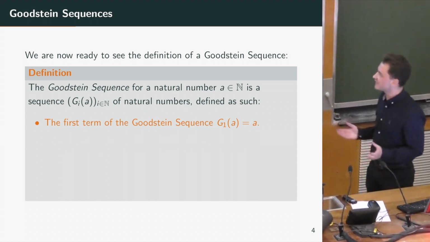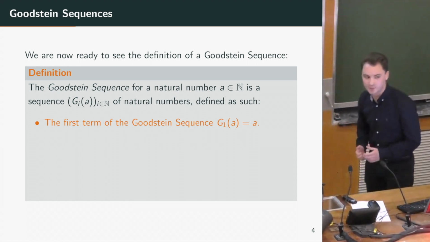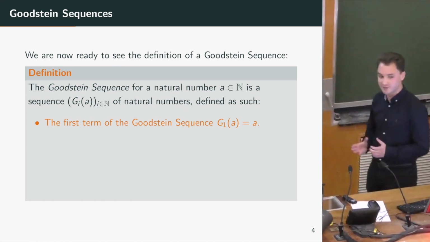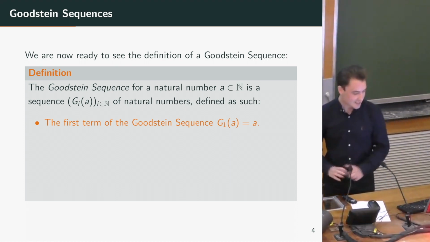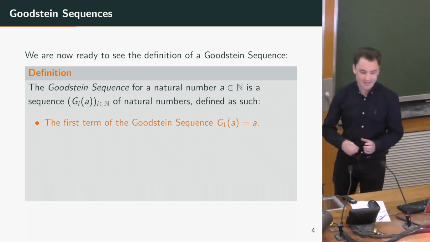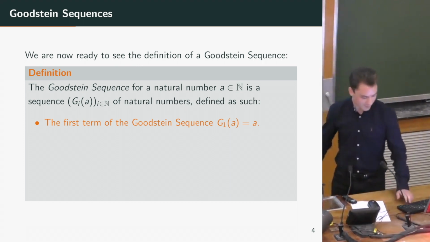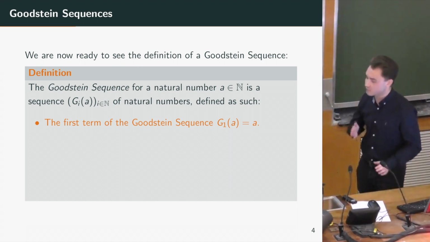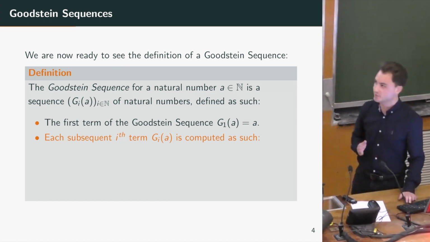With an understanding of this, we're now able to define what a Goodstein sequence is. A Goodstein sequence is a sequence of natural numbers, and there is one defined for every natural number that exists. The first term of the Goodstein sequence for some natural number a is just a itself. And then to define every subsequent term, we've got a few steps that we need to follow.